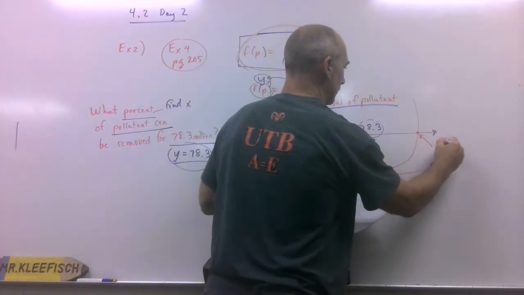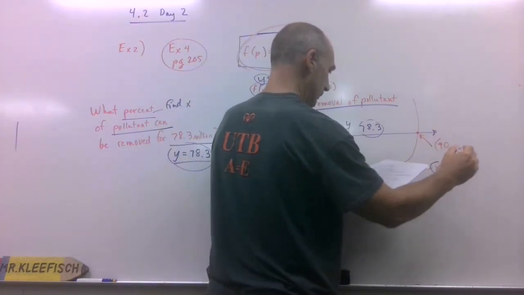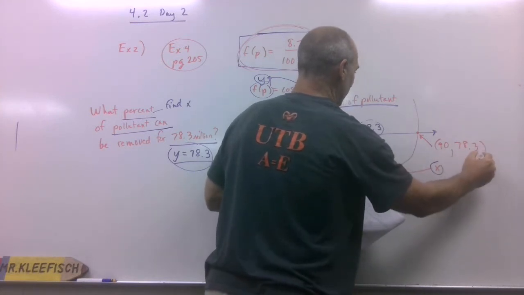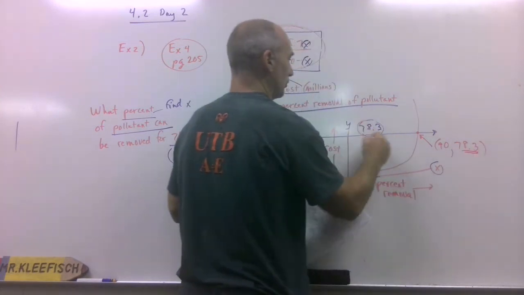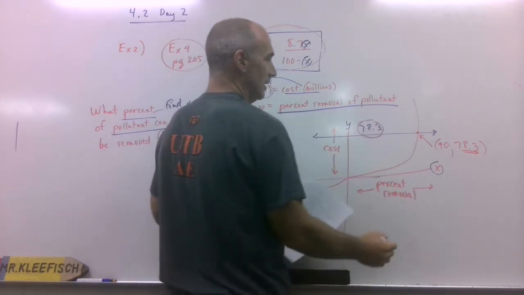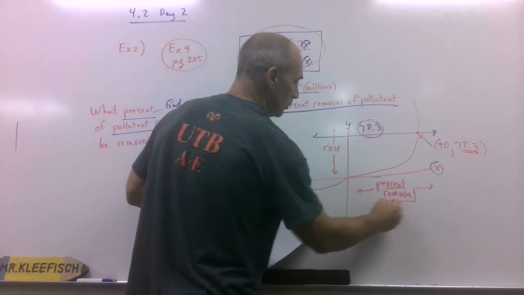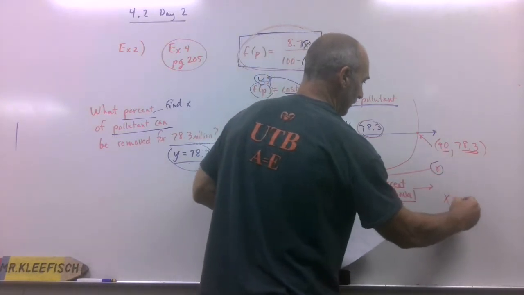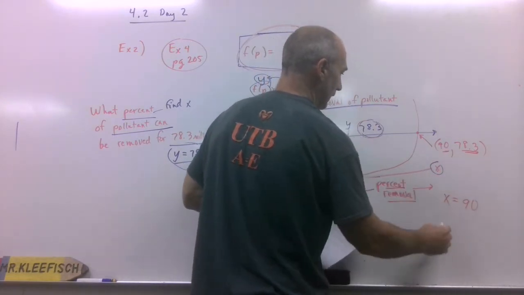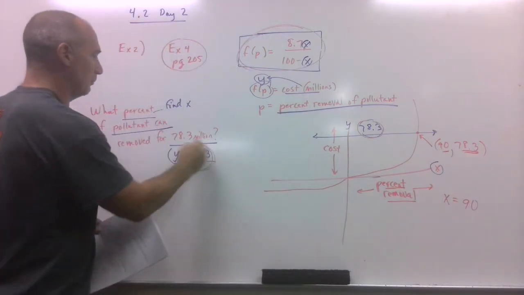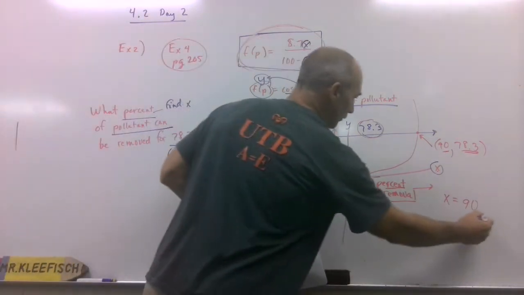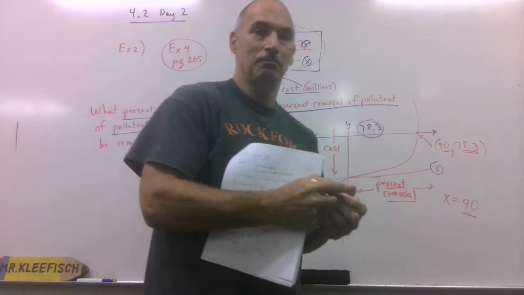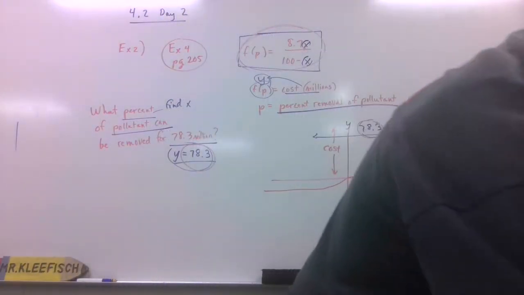That point right there is (90, 78.3). Remember, it's $78.3 million we're spending, so that makes sense. But they want to know the percent removal, which means find x. Well, guess what? X is 90. So it costs $78.3 million to remove 90% of the pollutants. That's kind of a cool problem. Call me a nerd. One more of those.